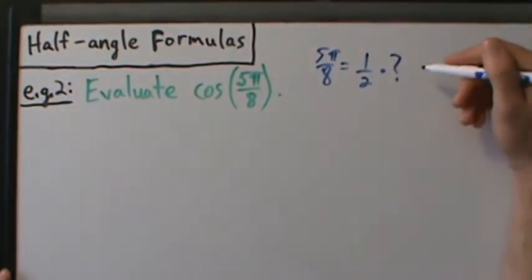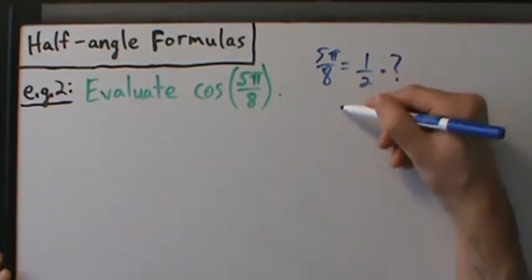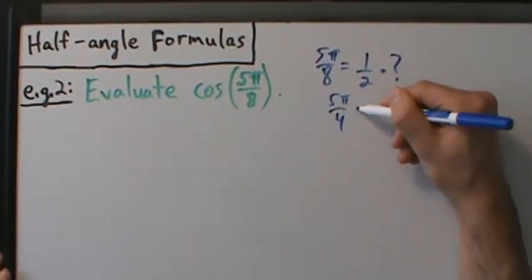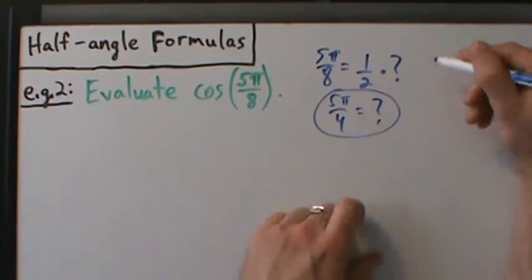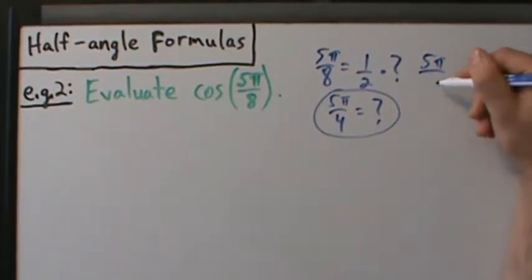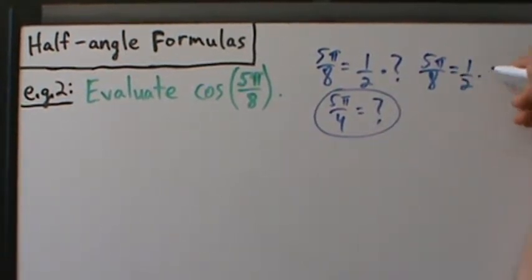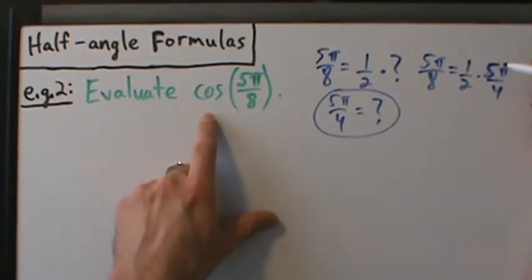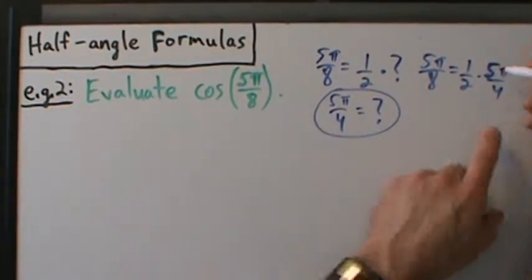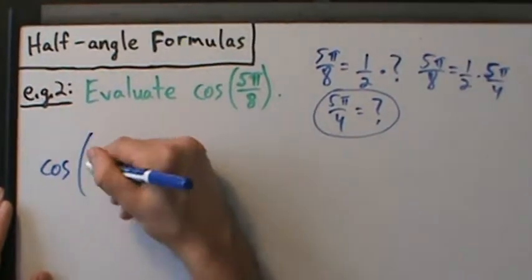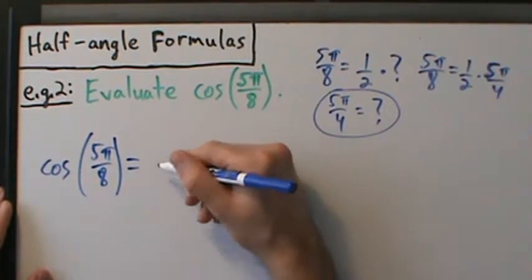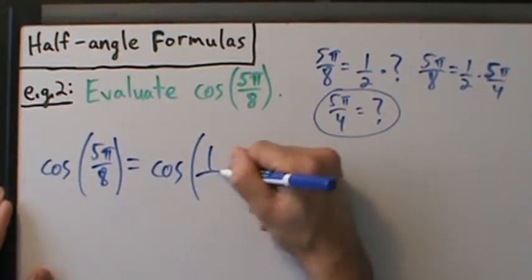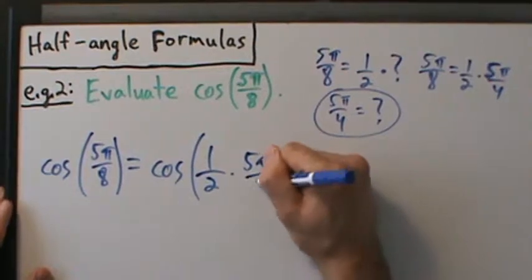Okay, half of what? So if we multiply both sides by 2, then what we get is 5 pi over 4 equals question mark. So right here, question mark is 5 pi over 4. So then really 5 pi over 8 equals 1/2 of 5 pi over 4. Okay, so we're going to use a half-angle formula for cosine where the alpha is 5 pi over 4. So then cosine of 5 pi over 8 equals cosine of 1/2 times 5 pi over 4.